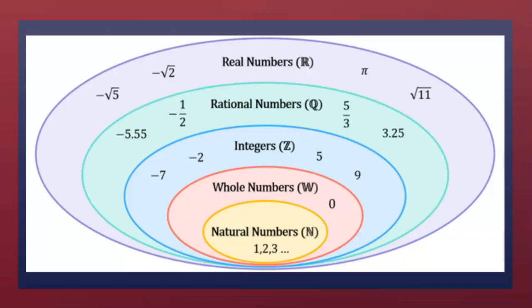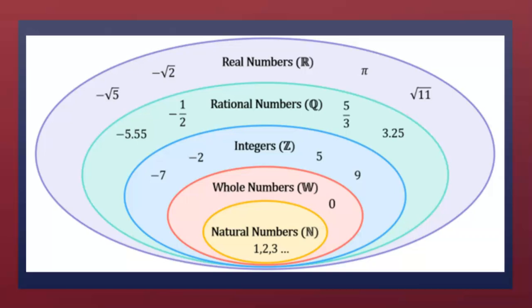Here the smallest group is natural numbers. Natural numbers are 1, 2, 3, your counting numbers. The natural numbers are inside the whole number oval. So all natural numbers are whole numbers. The only difference is 0 is a whole number, but it's not a natural number. And then natural and whole numbers are inside the integer oval. So that means natural and whole numbers are also integers.